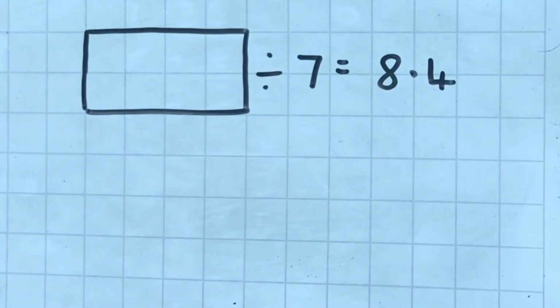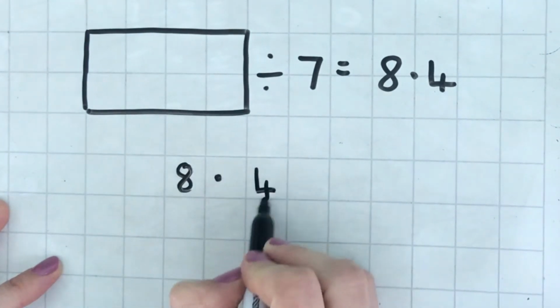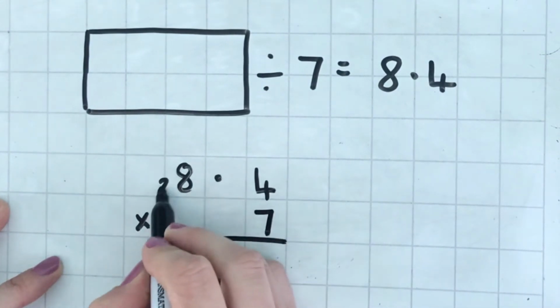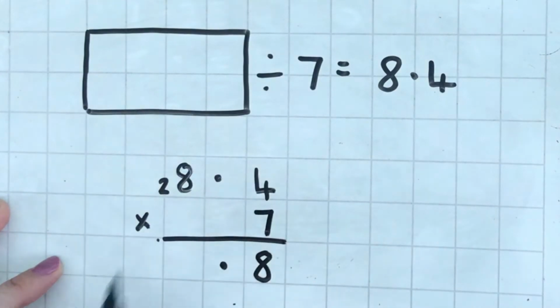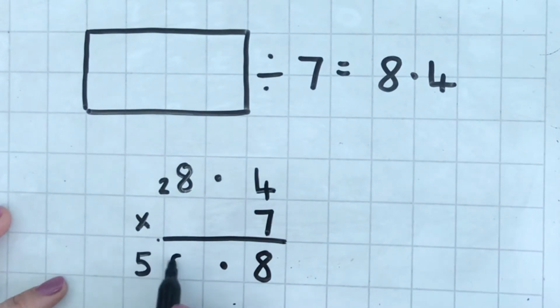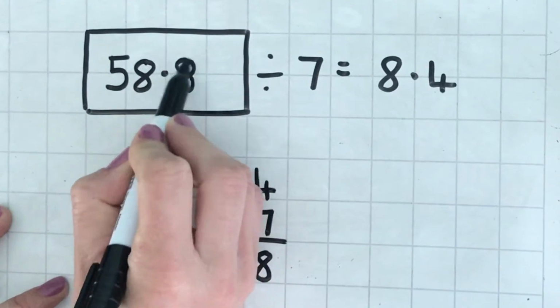Question number 7, you've got a missing number divided by 7 equals 8.4. So we're going to use this fancy word again, which is called inverse operations, which is just a posh way to say the opposite. Okay, so the opposite of division is multiplication. So to work out this missing number, we're going to take 8.4 and multiply it by 7. Okay, so 4 times 7 is 28, decimal point. 8 times 7 is 56, plus 2 gives you 58. So your answer, your missing number, is 58.8.